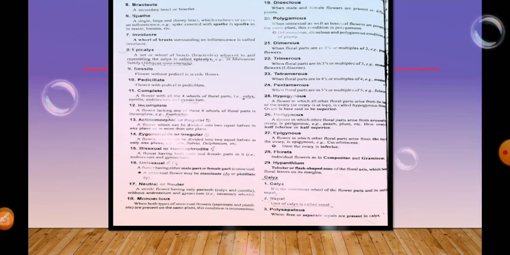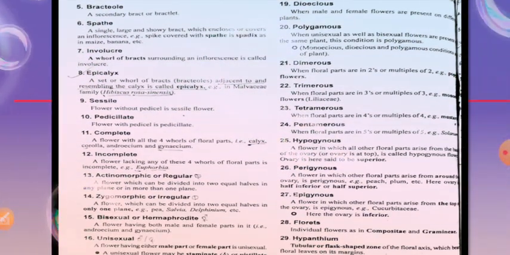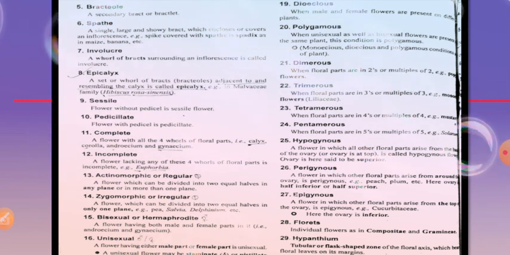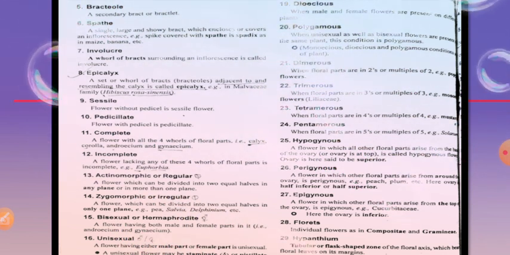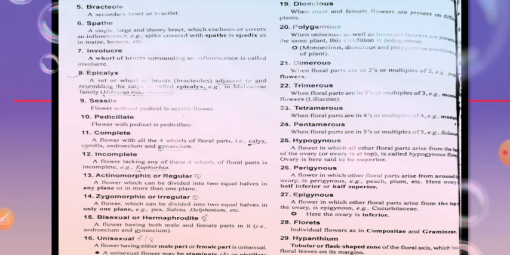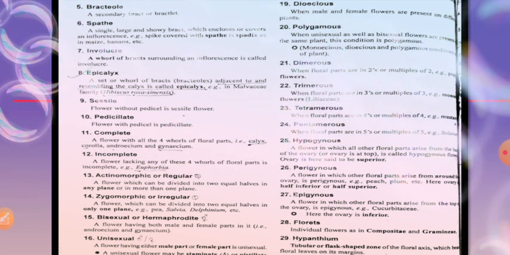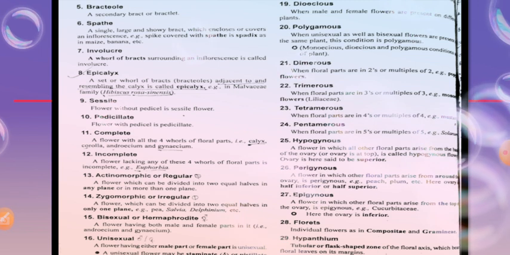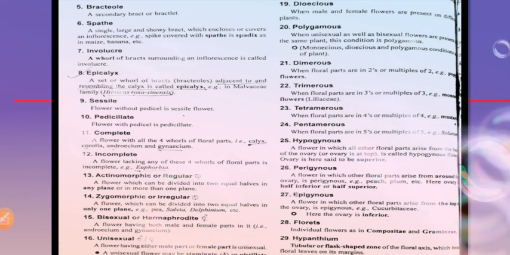So first of all, let's see the bracteole. What do we mean by bracteole? A secondary bract or bractlet is known as the bracteole. Then spathe: it's a single large and showy bract which encloses or covers the inflorescence. In the case of banana and maize, the spathe encloses the spadix.